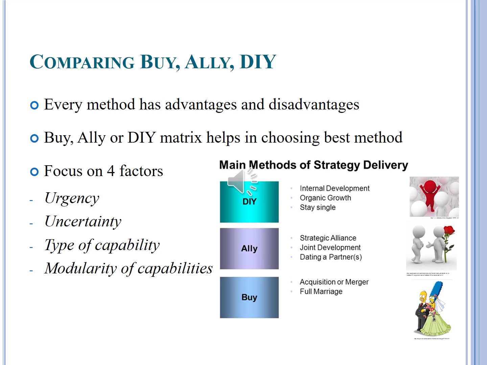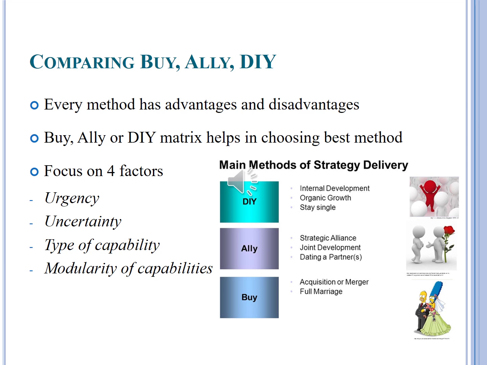So it probably will be clear so far that all three methods of organic development, mergers and acquisitions, and strategic alliances have both their advantages and disadvantages. There are also similarities between them. If you look at the picture, you can see the differences between the three very well. Organic development means staying single, an alliance can be seen as dating partners, and a merger or acquisition as a marriage.